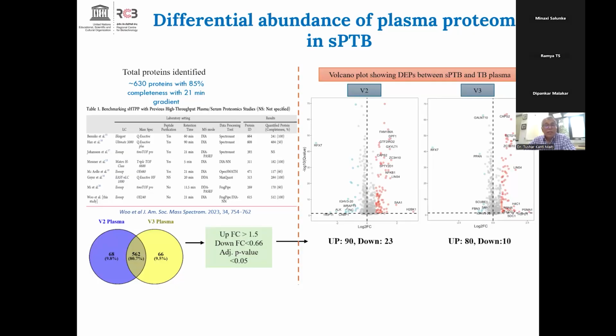As these are clinical samples, inter-person variability will always be there. For clinical samples, less than 30% is, we believe, a very good consideration and very good sample quality. For V2, the upregulation is 90 proteins and the downregulation is 20 proteins. Similarly, for V3, 80 proteins are upregulated and 10 proteins are downregulated.